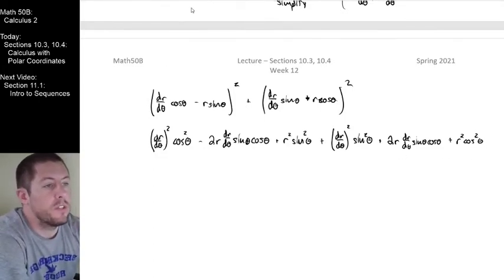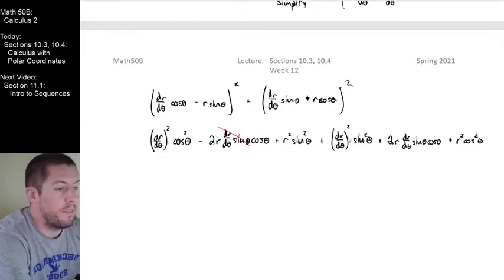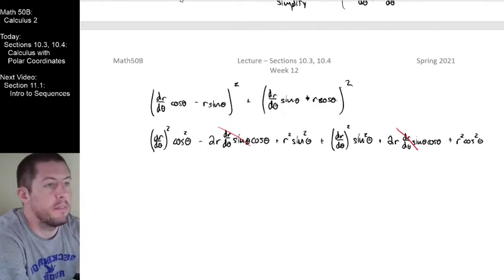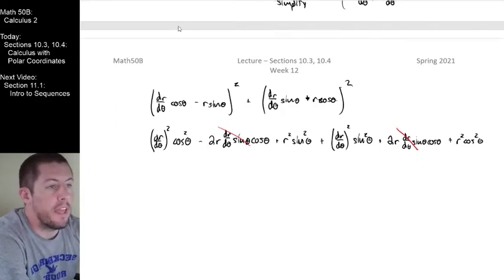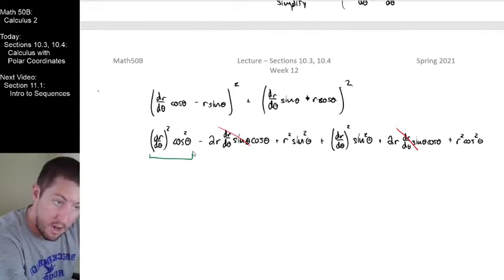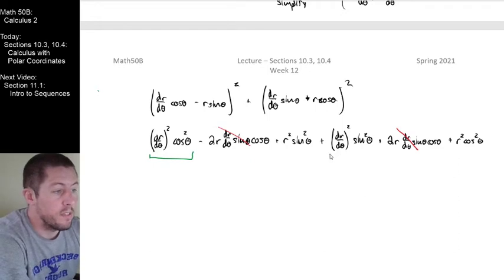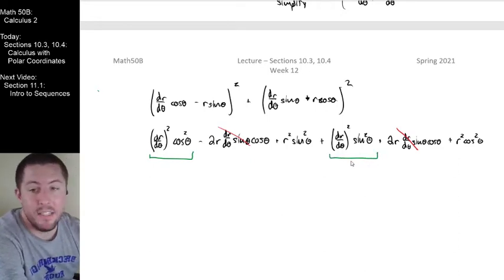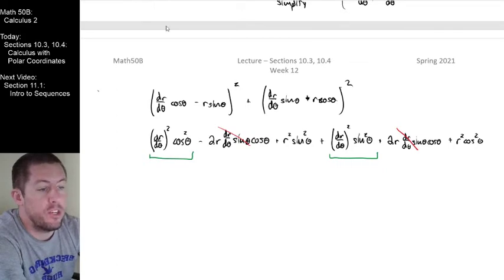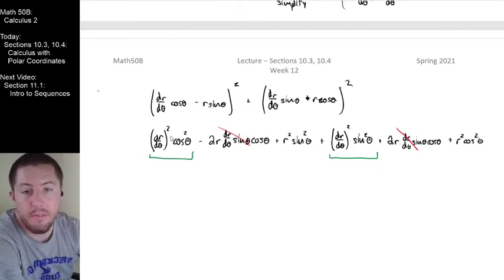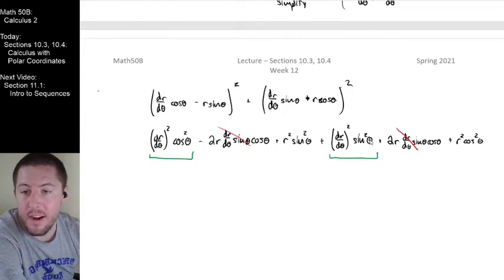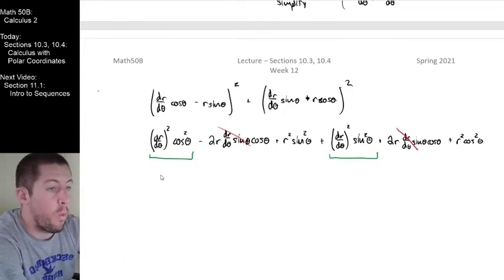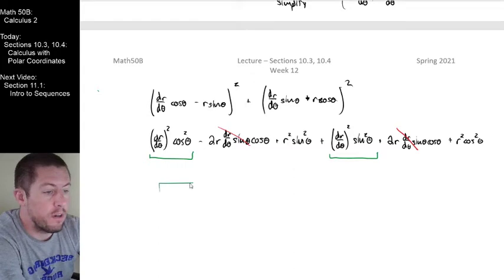Now the thing that you should notice right away is one thing. Boom, this term and this term clearly cancel away together. We've got a positive and a negative of the same thing. The second thing I'm seeing is that this term here, dr/dθ squared cosine squared, also has another dr/dθ squared sine squared. So when we add these together, how much dr/dθ squared do we have? Well, we have cosine squared plus sine squared of it, which is just 1. So the first term I'm going to end up with is just dr/dθ squared.